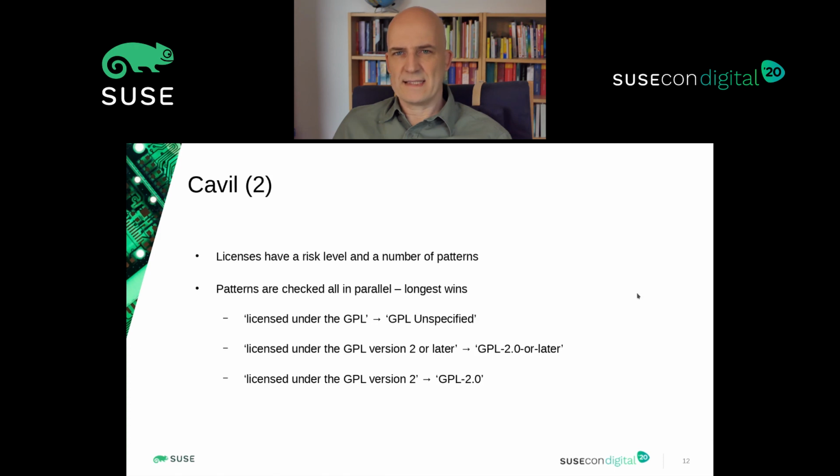So these licenses have a risk level associated with them, and each of these licenses comes with a number of patterns. These patterns are checked in parallel, and the longest match wins. So we have "license under the GPL", which means GPL unspecified, we don't know which version, or we have "license under the GPL or later", then it is GPL or later, or we have "license under the GPL version 2", then the or later is excluded. All these three strings are license patterns, and we use them to check the license of the files.